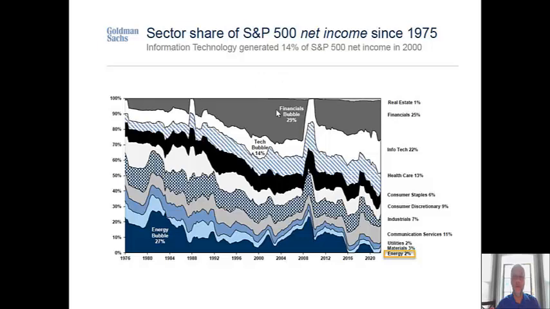And we can also see the financials bubble associated with the housing bubble that burst around 2008, at which time the income in the financial services industry basically went to zero. Looking at this, we can see that it's probably not a good idea to always invest in whatever sector is doing the best.